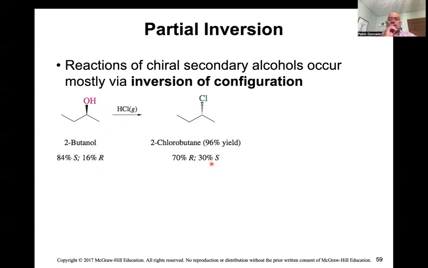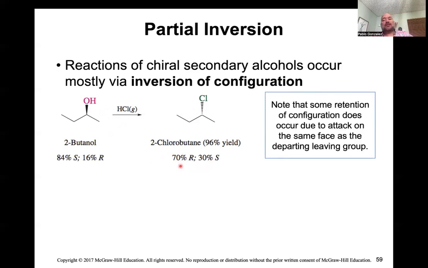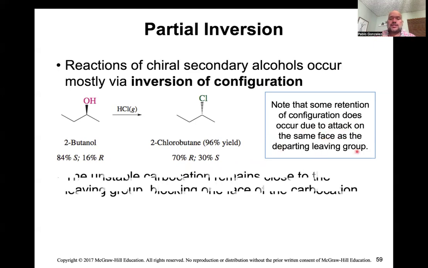It was expected to have 84 of R and 16 of S. However, we have a little bit less, as we can observe there. Note that some retention of configuration occurs. Retention of configuration is when you keep the same configuration. If you start with R and finish with R, that's retention of configuration. If you start with R and finish with S, that's going to be the inversion of configuration. And this retention of configuration occurs due to the attack on the same face as the departing leaving group. And we're going to go over that in a few seconds.